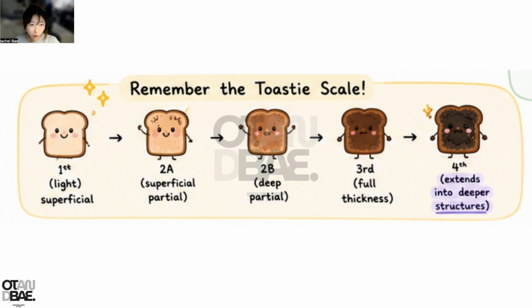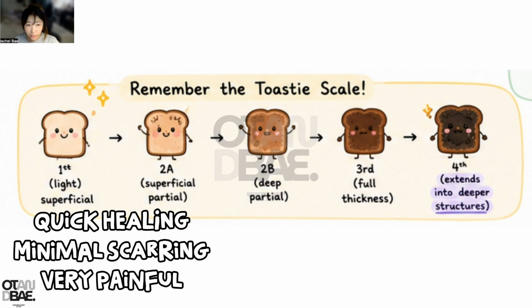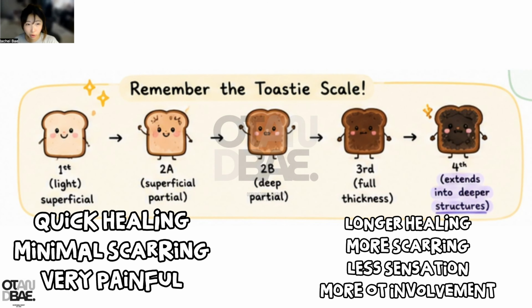So before we move on, let's check in with Toasty. Light Toasty: quick healing, minimal scarring, very painful. Dark Toasty: long healing, more scarring, less sensation, and lots more OT intervention or involvement. See, you just learned 4 burn classifications without memorizing 4 separate tables.